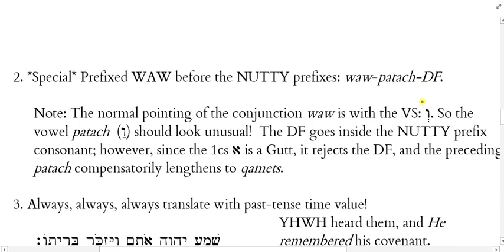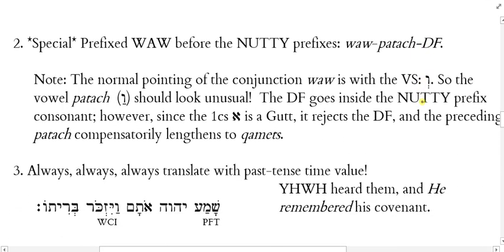Number two, the special prefix vav before the nutty prefixes is vav pathak and then dagesh forte in the prefix consonant. The normal pointing of the conjunction vav is with the vocal shava, so it'll look like v. So the vowel pathak, va, should look unusual. The dagesh forte goes inside the nutty prefix consonant. However, since the 1cs aleph is a guttural, it rejects the dagesh forte, and the preceding pathak compensatorily lengthens to kametz. And we've already talked about that.